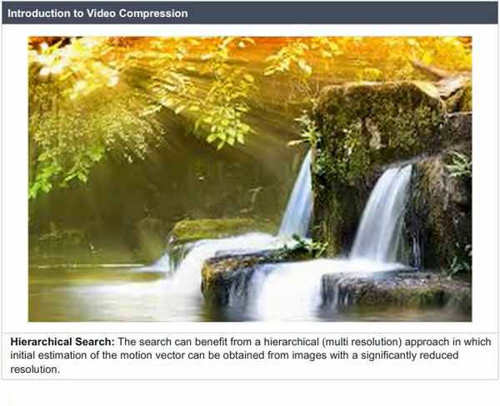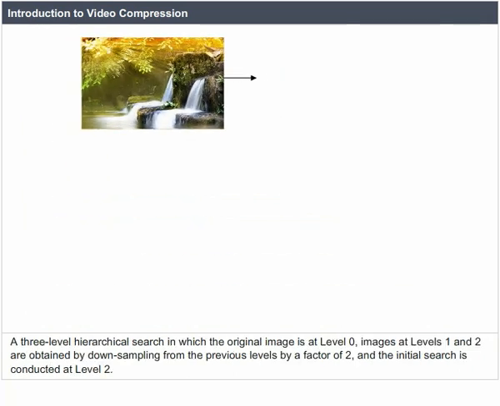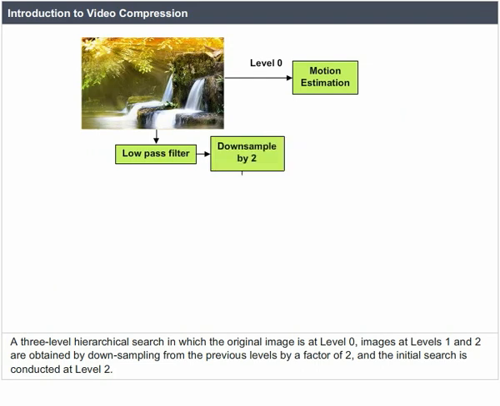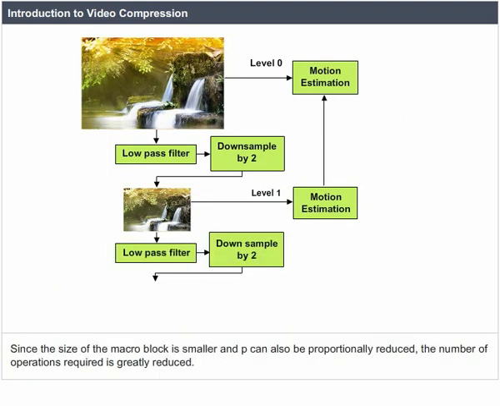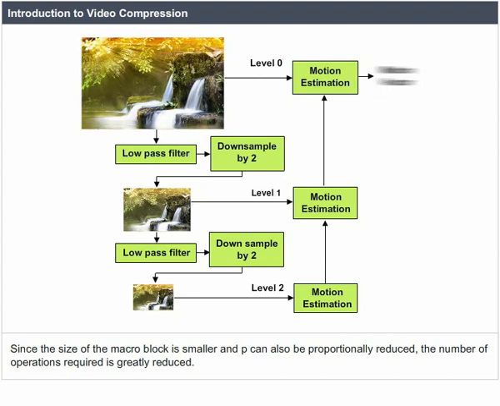Hierarchical search. The search can benefit from a hierarchical, multi-resolution approach in which an initial estimation of the motion vector can be obtained from images with a significantly reduced resolution. In a 3-level hierarchical search, the original image is at level 0, and images at levels 1 and 2 are obtained by downsampling from the previous levels by a factor of 2, and the initial search is conducted at level 2. Since the size of the macroblock is smaller and p can also be proportionally reduced, the number of operations required is greatly reduced.